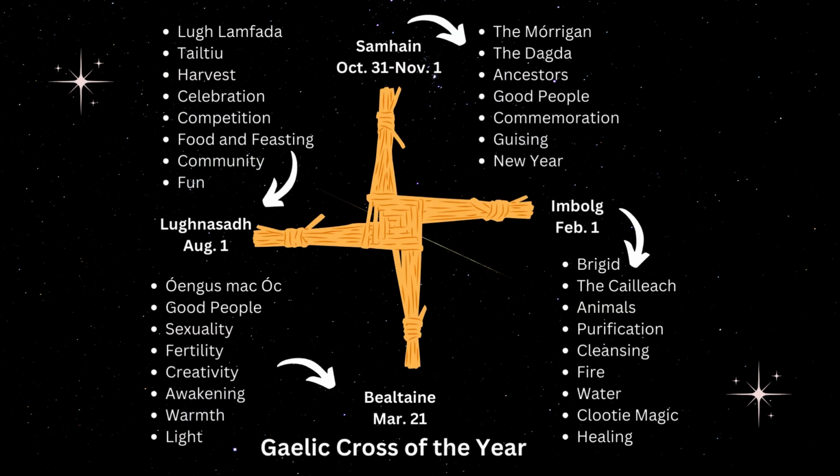Now, that's the general neo-pagan wheel of the year, but we can also look at the Gaelic cross of the year. Again, beginning at Samhain, from the night of October 31st to November 1st, which is celebrated as Halloween in the United States. This holiday is associated with the Morrigan and the Dagda. They're coupling on this day at New Year.